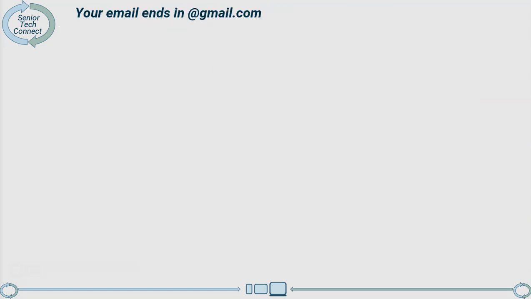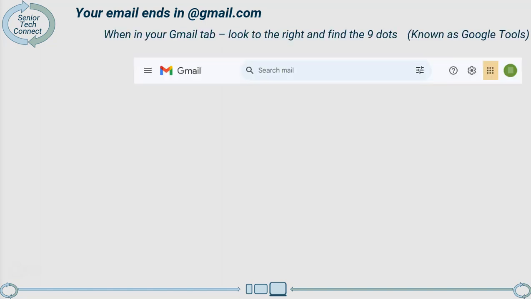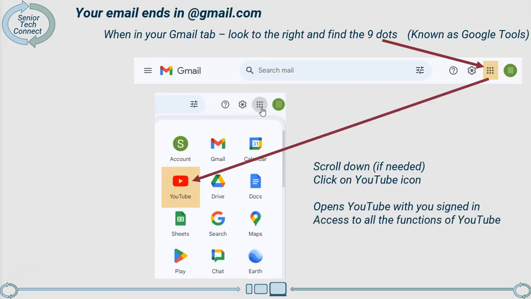First, if your email ends in @gmail.com, yay! You're done. You've already got a YouTube account. Even if you didn't know that you had a YouTube account, you already have one. So the way that works is when you're in your Gmail tab, looking at your emails, you look over to the right and there are 9 dots. You're going to click on those 9 dots, and that opens up the Google Tools list or menu.